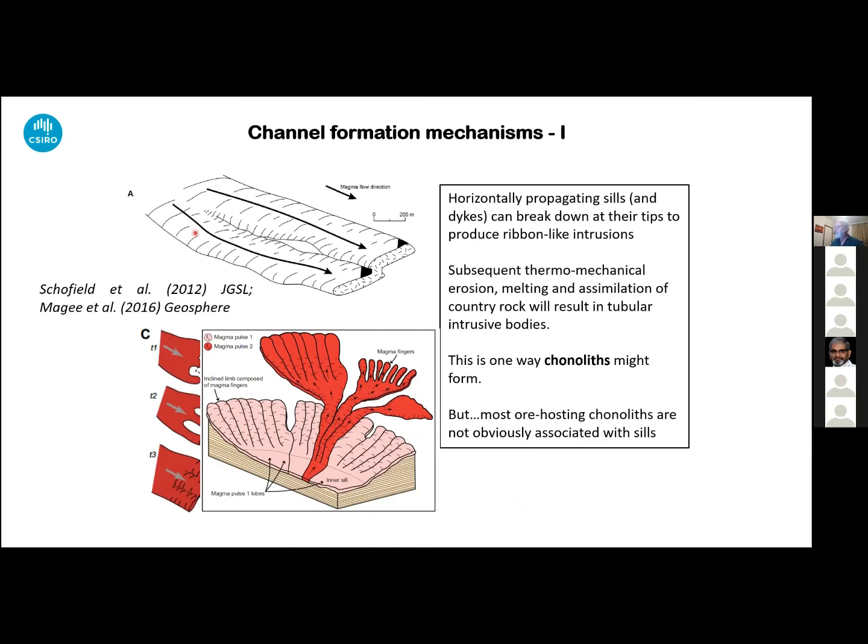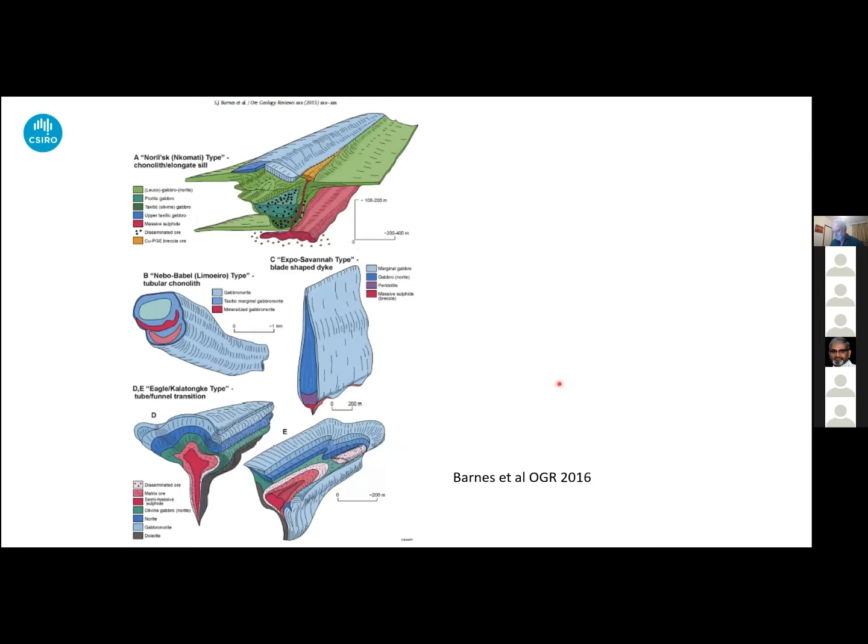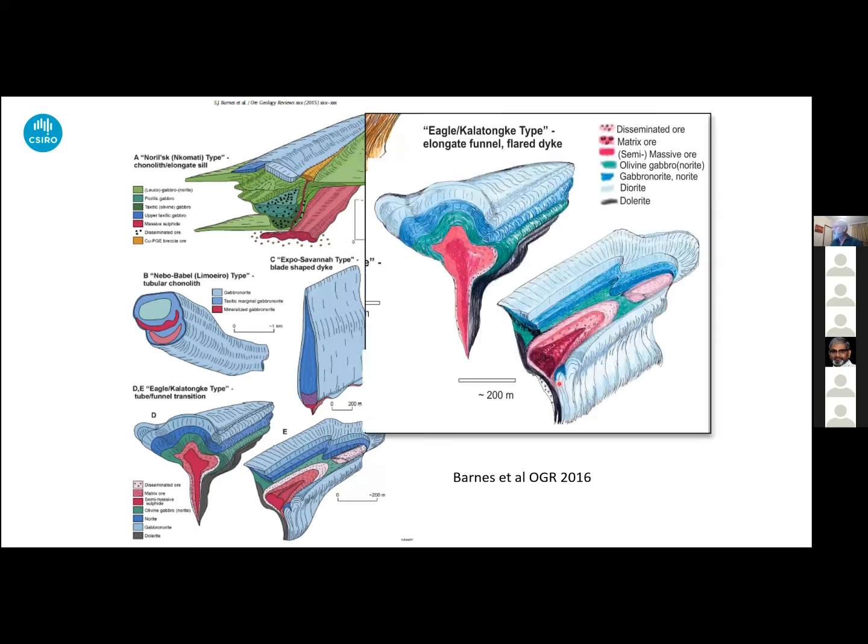at the margins of saucer-shaped sills. So it seems very reasonable. There's no doubt these things can form that way and have the right sort of geometry. The problem is that most of our ore-hosting chonoliths are not obviously associated with sills. A lot of them are essentially isolated and don't seem to connect to anything at all. So that doesn't really answer that question, but let's have another look at another possible way we might be able to make these things.